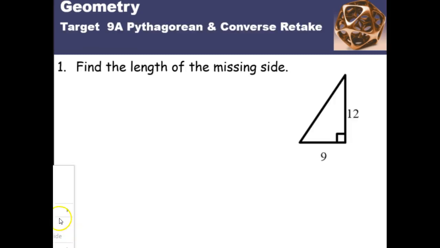Okay, let me grab a color. Red looks good.